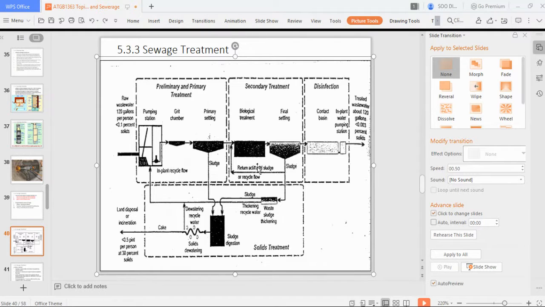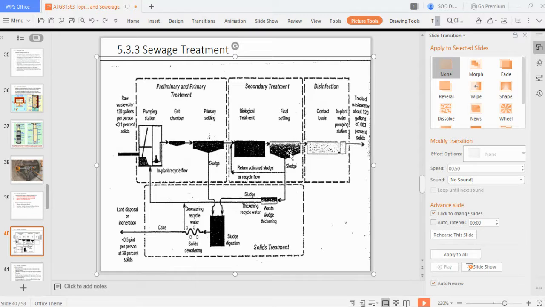So this process is the secondary treatment, where bacteria is introduced into the wastewater to eat up all the waste inside the water. If there's still any sludge, then we want to direct it out into the solid treatment area.